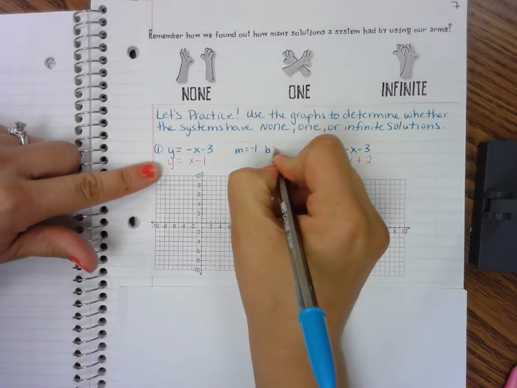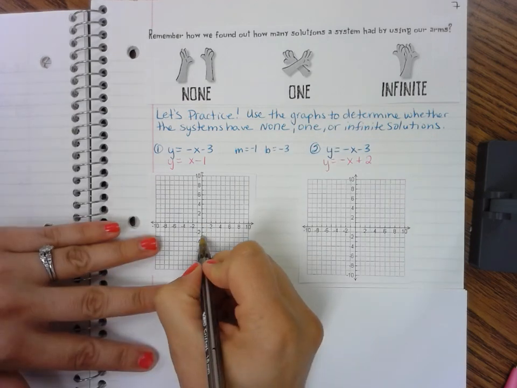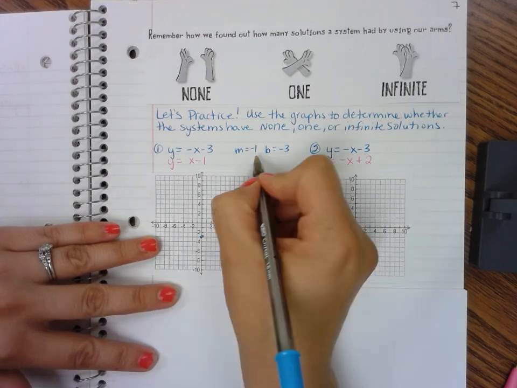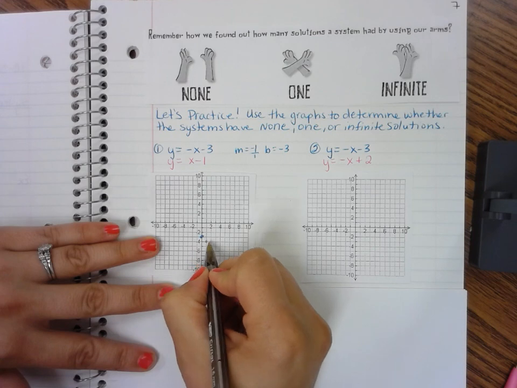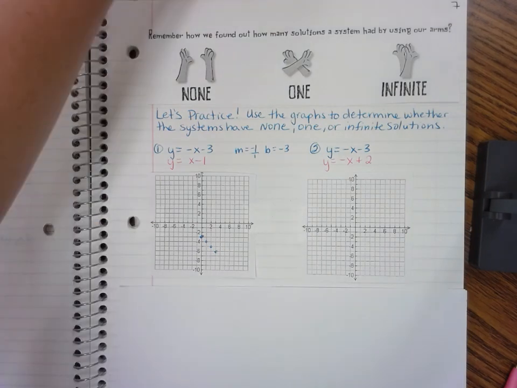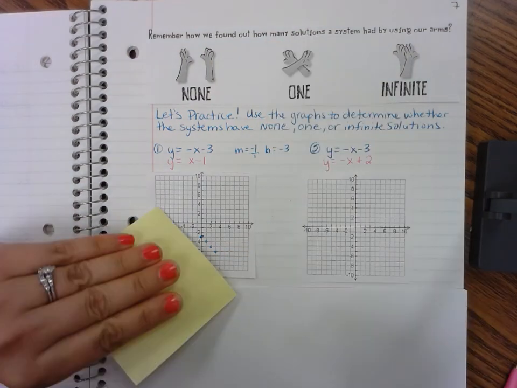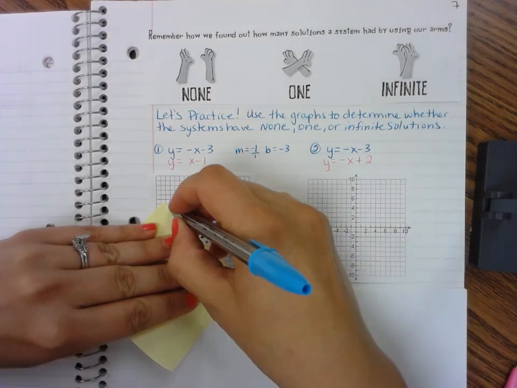So we're going to start at negative 3 and we're going to use our slope of negative 1 over 1. So I'm going to go down 1 to the right one, down 1 to the right one, creating a line that I can connect, and I'm going to extend it in both directions.